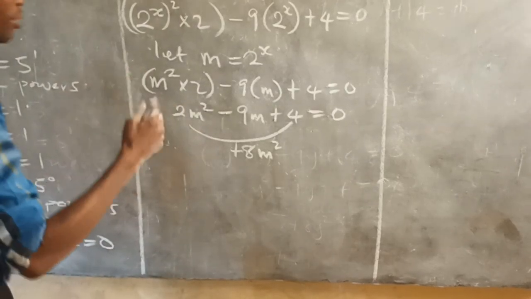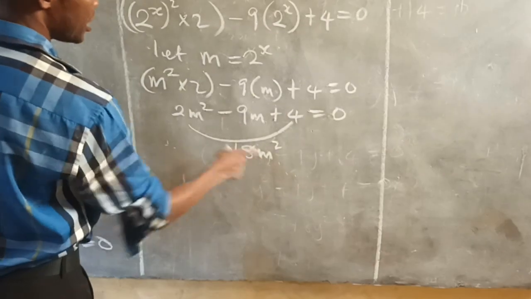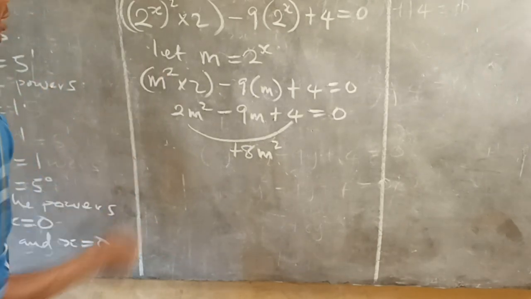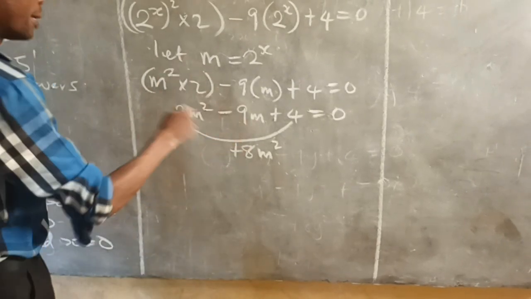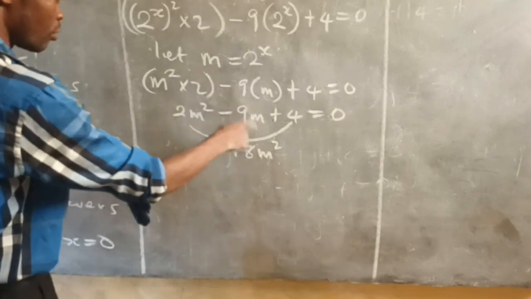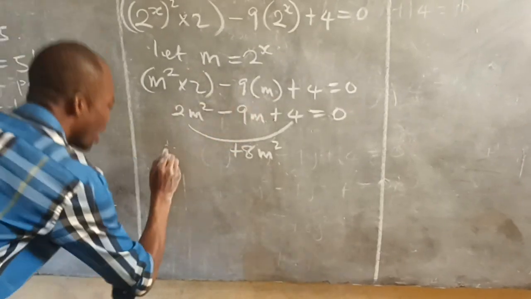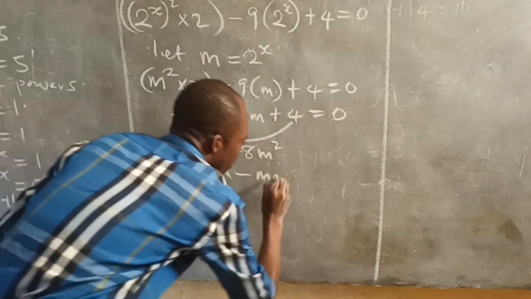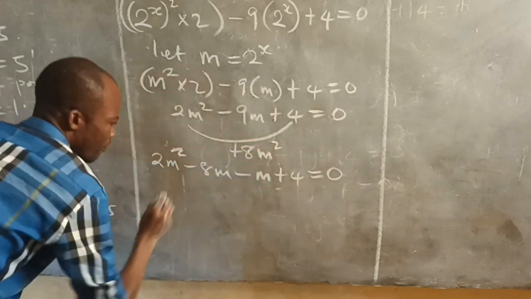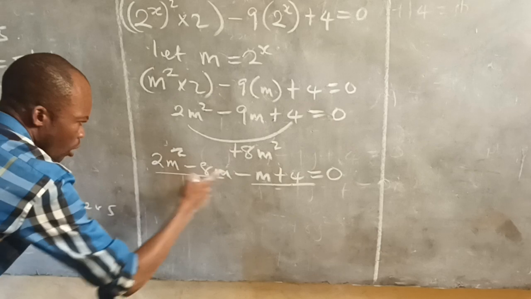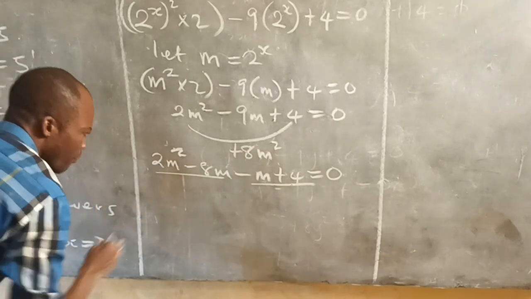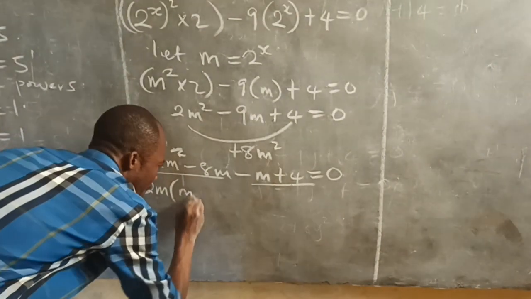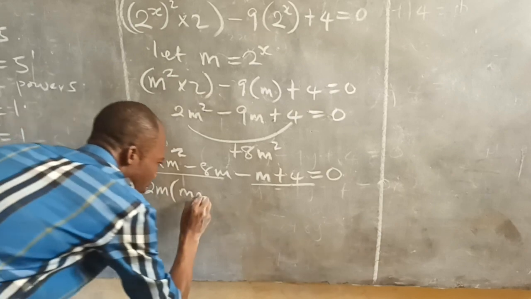Because minus m times minus 8m will give you plus 8m squared, and minus m minus 8m will give you minus 9m. So we'll now substitute minus 8m minus m for where we have minus 9m. So we'll write 2m squared minus 8m minus m plus 4 is equal to 0. Now from here we factorize by pairing. What is the common factor? The common factor is 2m. 2m squared divided by 2m will give us m, and minus 8m divided by 2m will give us minus 4.